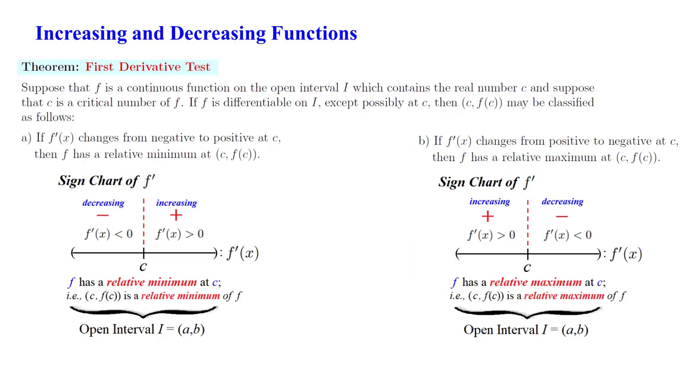So this is the celebrated first derivative test. Notice now the hypotheses are very important. Suppose f is a continuous function on an open interval I, which contains the number c. Suppose c is a critical number of f. If f is differentiable on the interval, except possibly at c, then f of c may be classified as follows.